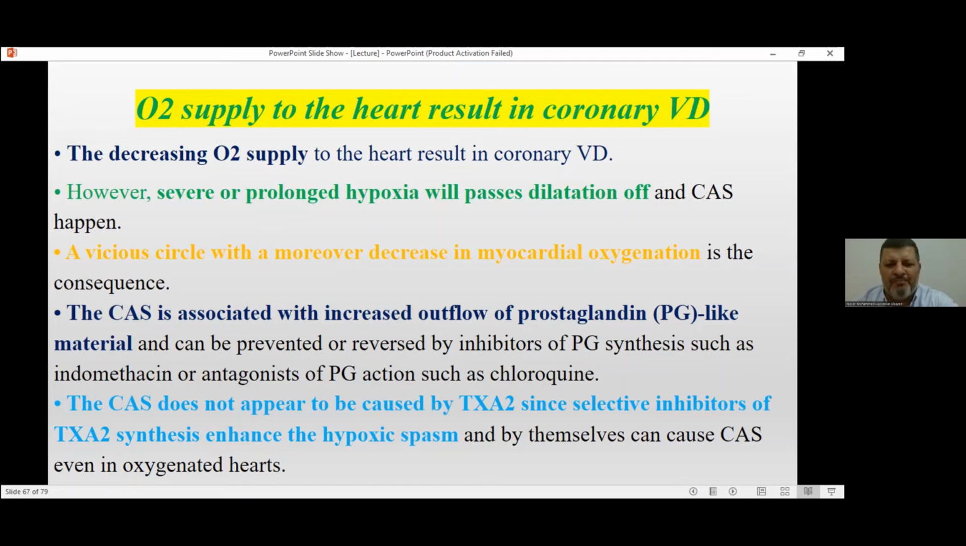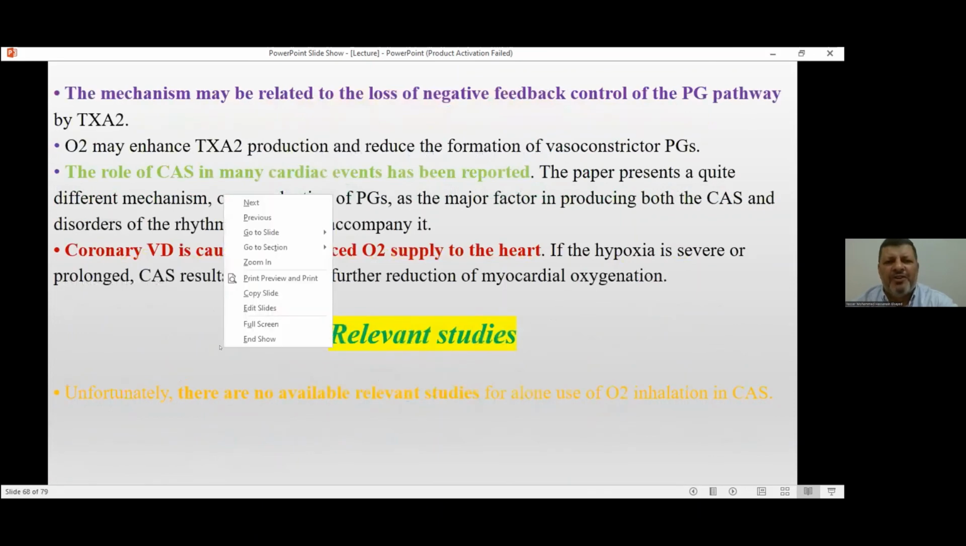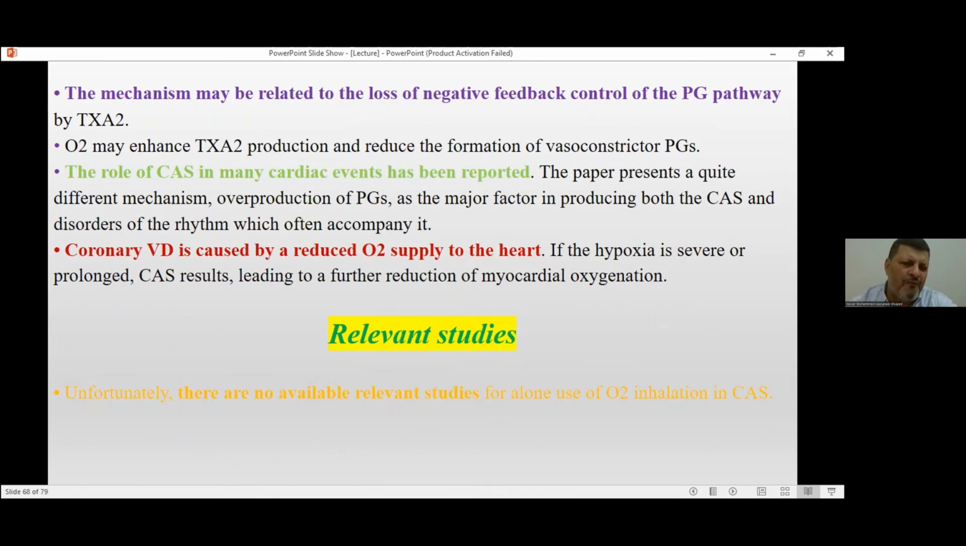Coronary artery spasm does not appear to be caused by thromboxane A2, since selective inhibitors of thromboxane A2 synthesis enhance the hypoxic spasms and the coronary artery spasm. The mechanism is related to loss of negative feedback control in the prostaglandin pathway mediated by thromboxane A2. Oxygen may enhance thromboxane A2 production and decrease the formation of vasoconstrictor prostaglandins.